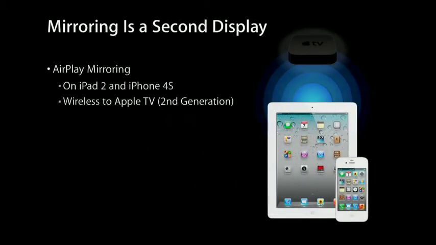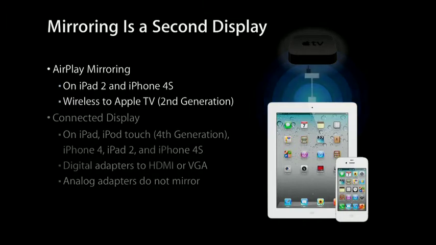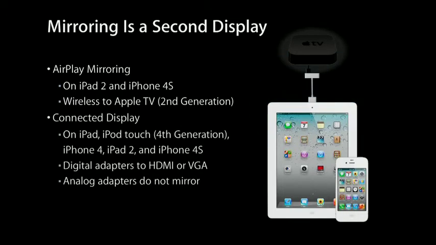AirPlay mirroring gets you a wireless second display with an iPhone 4S or an iPad 2. When you connect either of these devices via a cable, you also get mirroring, provided you're using a digital adapter. With older devices, the iPhone 4, iPad, and 4th generation iPod Touch, you get a second display without mirroring. And on any device, you get a non-mirrored second display when you're using an older analog cable, such as component or composite.